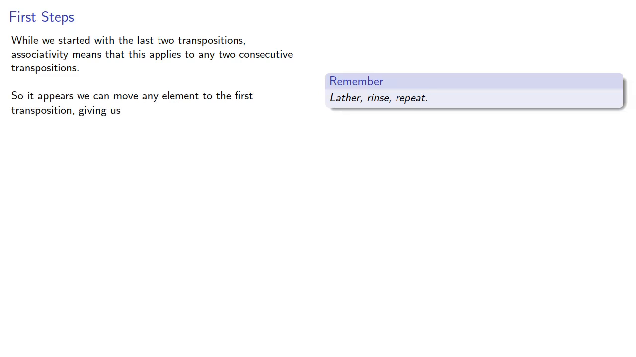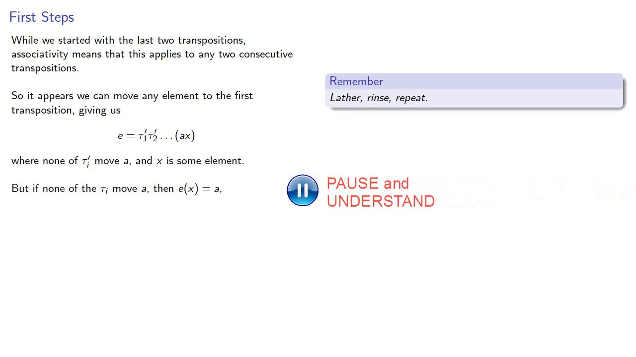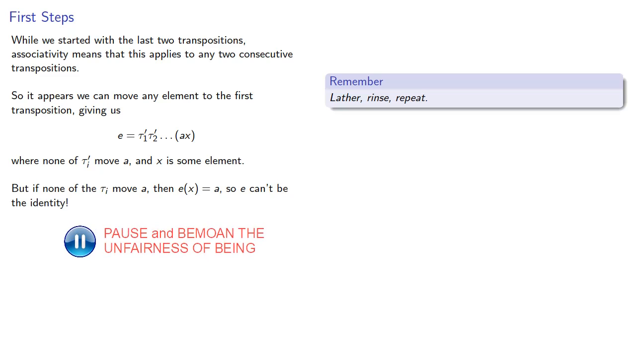So it appears we can move any element to the first transposition, giving us that the identity is the product tau prime 1, tau prime 2, and so on, all the way up to AX, where none of the taus move A, and X is some other element. But wait a minute, if none of the taus move A, then the identity applied to X is going to give us A, and none of the taus can restore it, so E can't be the identity. What went wrong?